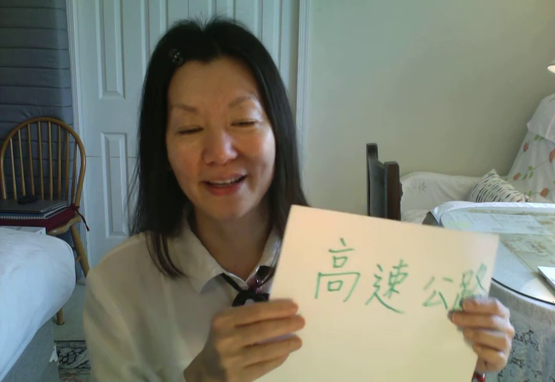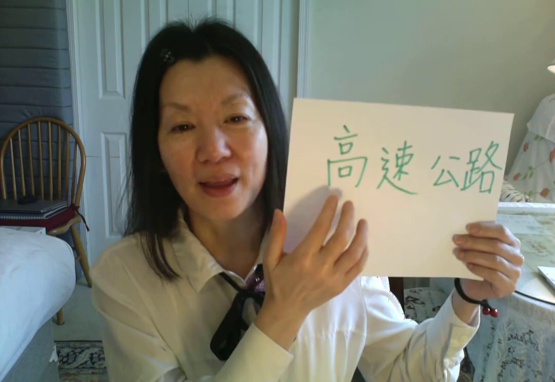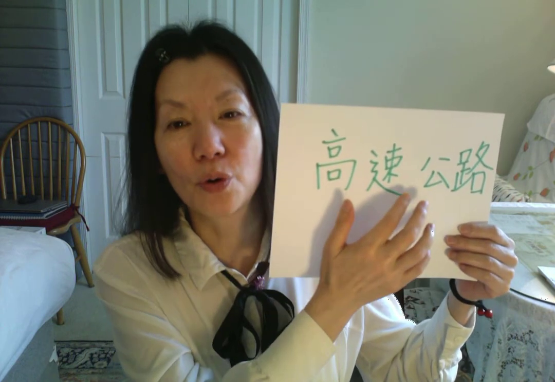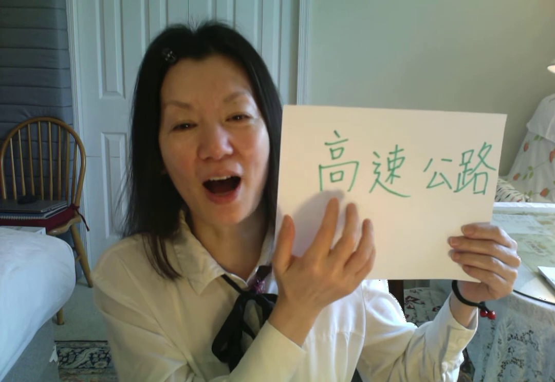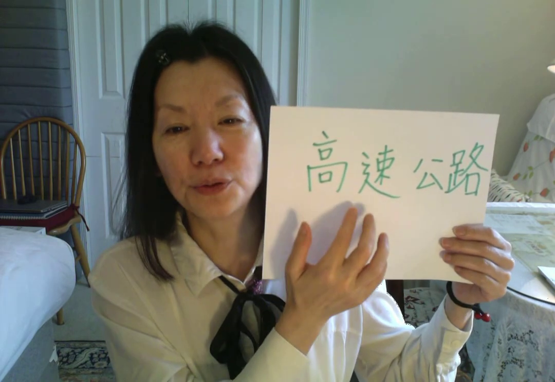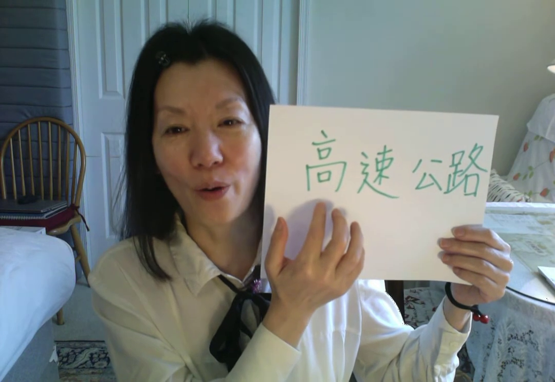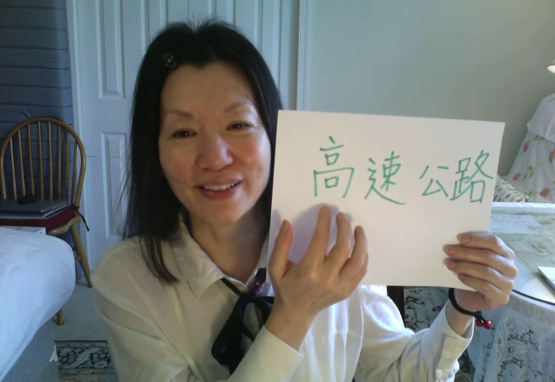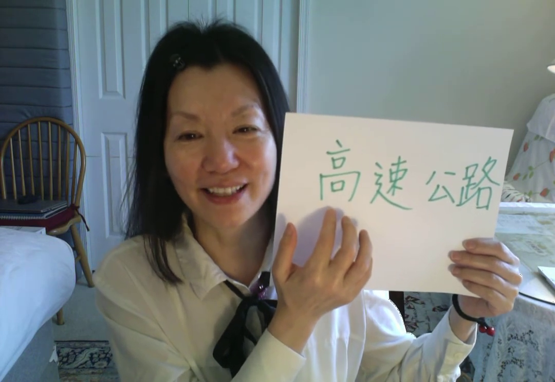Sometimes we drive, we go to a highway, right? Or some people say freeway. Now we say highway, okay? Highway, right? Highway, the speed is a high speed. Okay, high speed. Highway, in Chinese, we say 高速公路. 高速公路, 高 is tall, some people, so tall, somebody's last name.